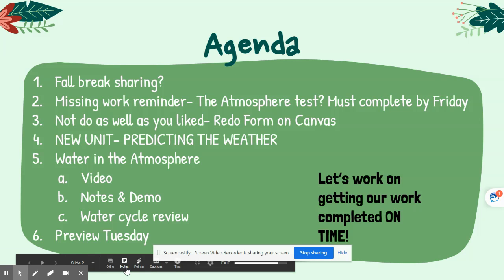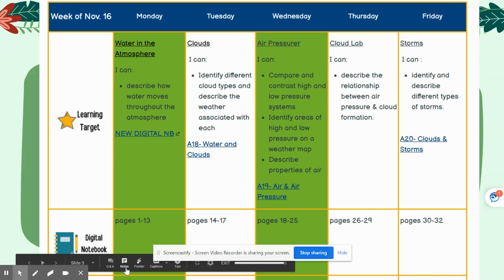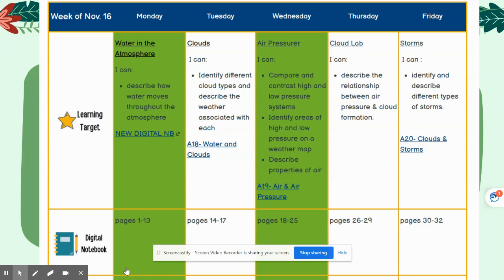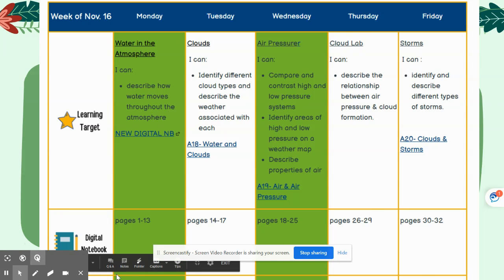Our agenda for November 30th, a Zoom day. Preview of the week. November 30th is water in the atmosphere. Starting a new digital notebook, so make sure you get that from Canvas. Tuesday is an independent workday on clouds. Wednesday, another Zoom day on air pressure. Thursday, an independent workday on clouds, and Friday, an independent workday on storms.